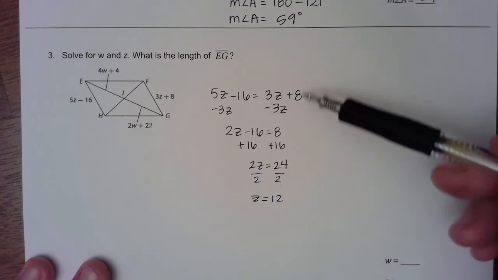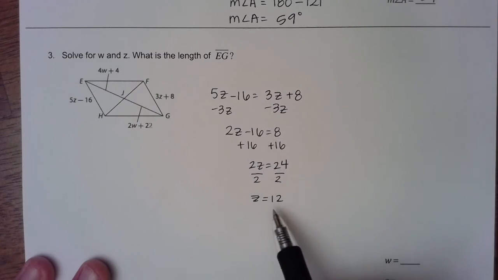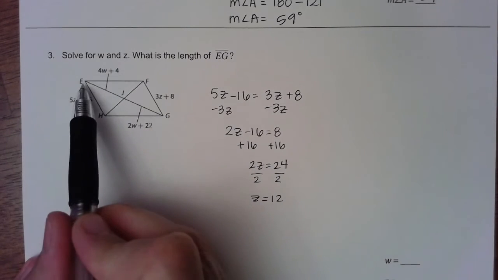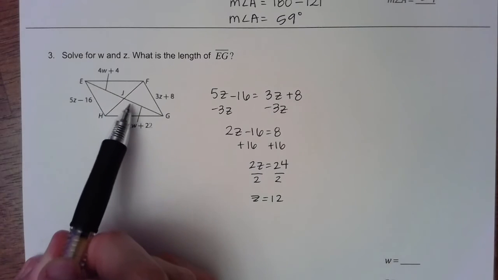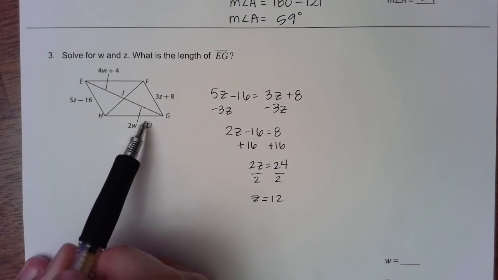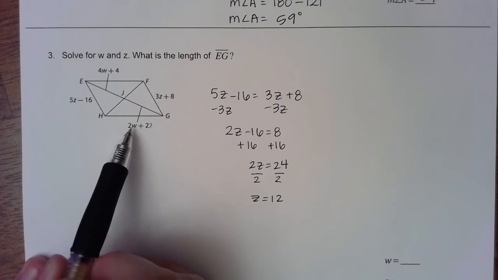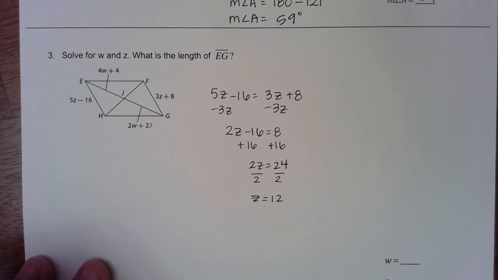When I go through and solve for z on this one, I'll get z equals 12, so that'll be one of my answers to the question. The next thing I need to solve for is w, and see how these are pointing. They're pointing at this piece of the diagonal and this piece of the diagonal. We have to use the fifth property that we wrote down on the other side of the notes page for today, which says that in a parallelogram, the diagonals bisect each other. Bisect means they cut each other in half.